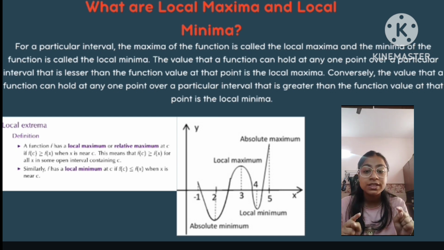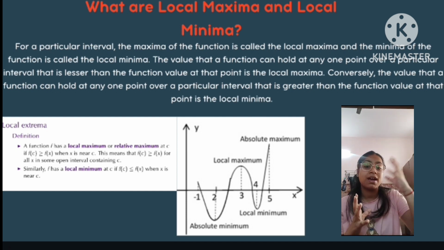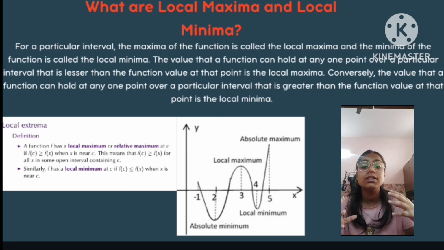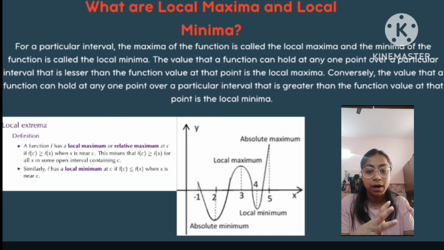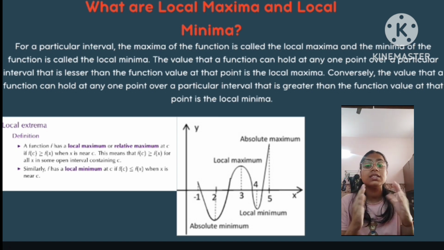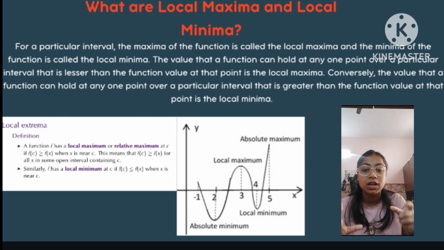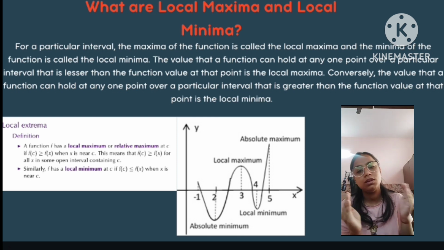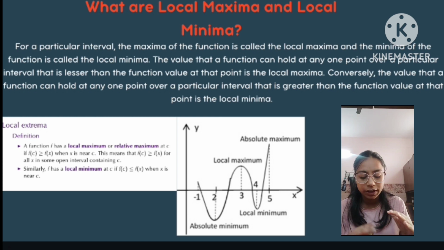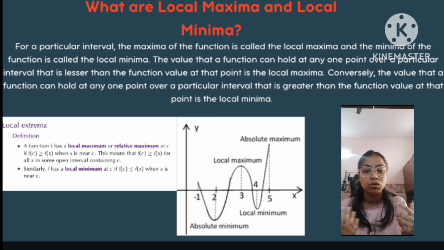Basically, if endpoints are included and we consider the whole domain, we are seeing globally in a function what the maxima and minima values are, that is absolute maxima and absolute minima. But if we only consider some interval in that domain, the maxima and minima values are known as local maxima and local minima. Okay, now let's see how we can find local maxima and local minima.